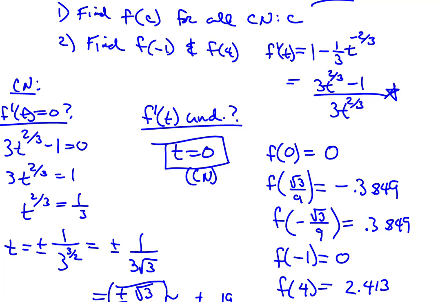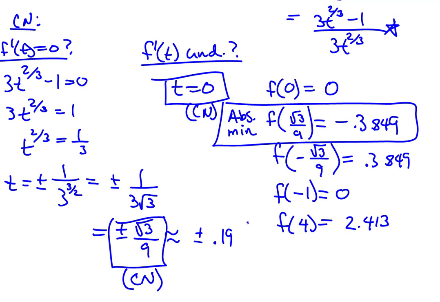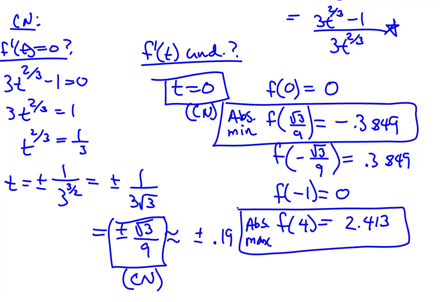As we now scan through this list of options, we'll notice that the least or lowest value is f of root 3 over 9. That was the negative 0.3849. So we'll call that our absolute min, or you could say global min value based on all comparisons. And then similarly, the highest value in our list would be the f of 4. So we could call that the absolute max. That's where we estimated 2.413. And so the process of finding an absolute or global min and max is simply getting this list and finding the highest and lowest like we just did.